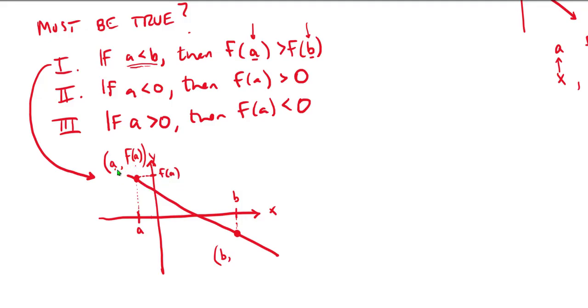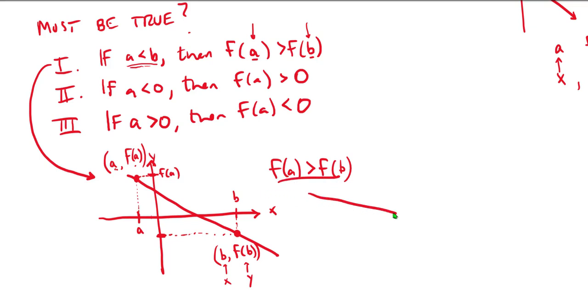A, f of a, x, y. Now over here at b, we've got b, comma, f of b. Again, b goes in, f of b comes out, x is b, y is f of b. Well, we can see that f of a, which is up here, and f of b, which is down here, relate in that f of a has to be greater than, or at least in this case, is greater than f of b. But that relationship will be true for any negatively sloped line.